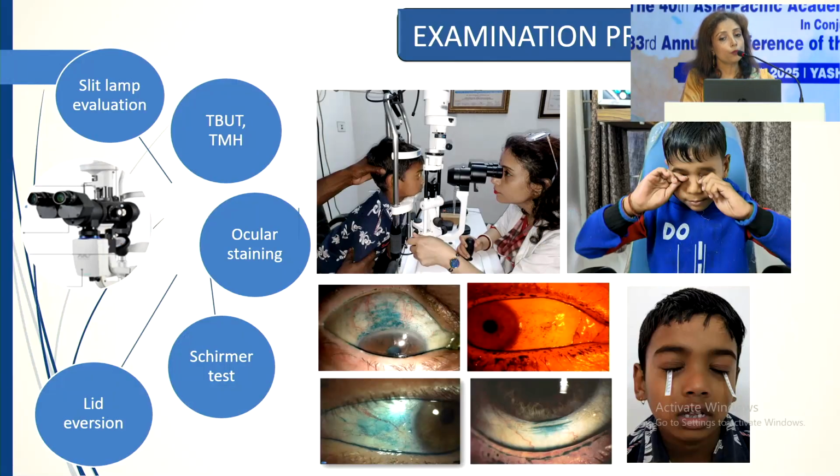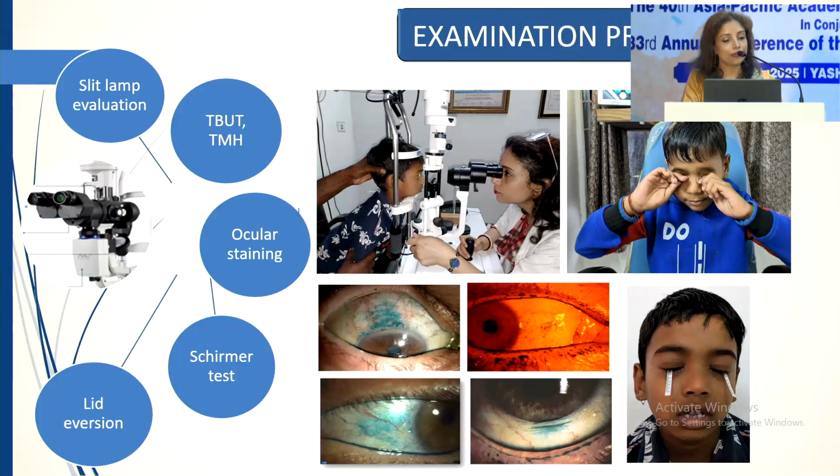The examination protocol that we would like to follow is first the slit lamp evaluation, wherein we do the tear breakup time, the tear meniscus height, then the ocular staining. For staining, we have the option of rose bengal and lissamine green, but we prefer lissamine green because rose bengal is a little stingy to the eye. We have to follow a standard scoring pattern, and there are many in literature, but whichever we follow, it is important that we consistently follow the same pattern for all subsequent visits.